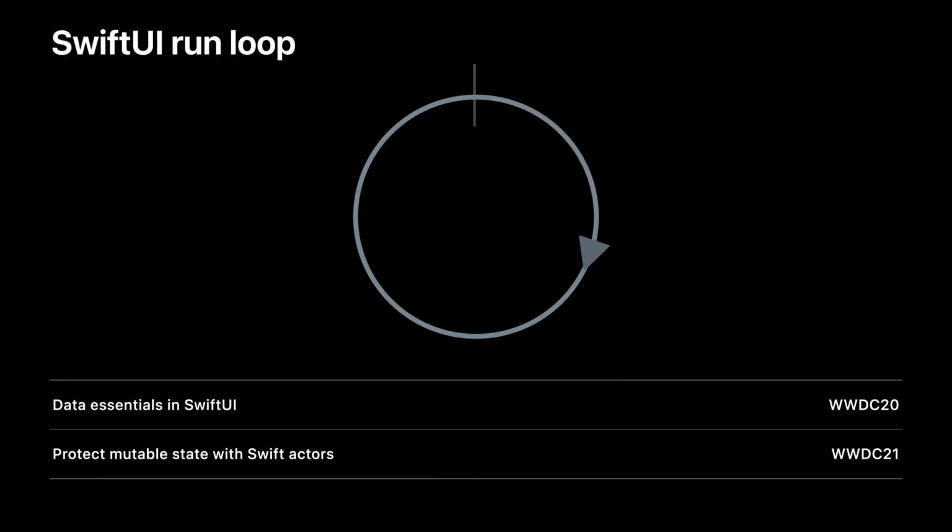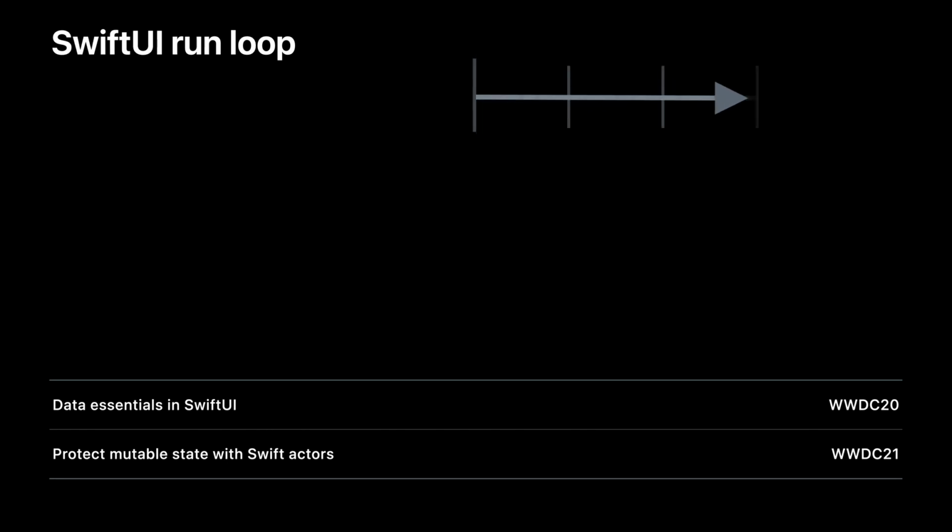The SwiftUI run loop receives events from your user, lets you update your model, and then renders your SwiftUI views to the screen. I like to call these updates the ticks of the run loop. Let's unroll this loop so we can look at multiple ticks in a row. In SwiftUI, observable objects can interact with the SwiftUI run loop in some interesting ways.